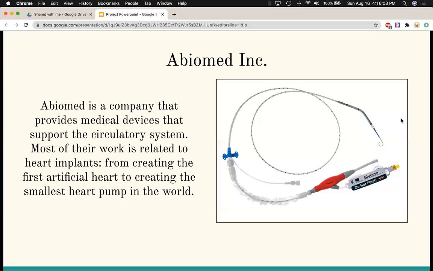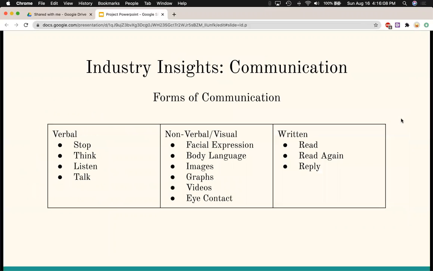In our time working with Abiomed, we talked about forms of communication, which involve verbal, nonverbal, visual, and written communication. When communicating verbally, you should stop, think about what you're going to say, and listen to the other person, then reply. For nonverbal communication, showing videos, images, and graphs would be beneficial. For visual communication, facial expressions, body language, and eye contact will also be beneficial. For written communication, read what you wrote, read it again, then reply.